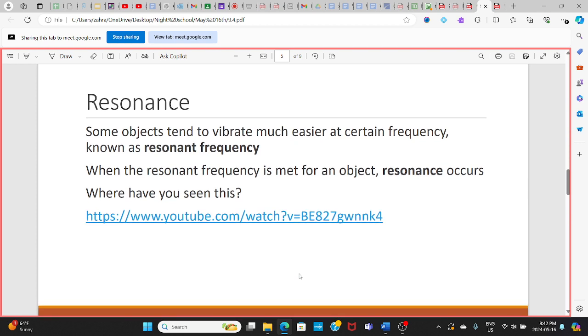Now, some objects tend to vibrate much more easily at a certain frequency known as the resonance frequency. When the resonance frequency is met for an object, resonance occurs. So let's just watch this.